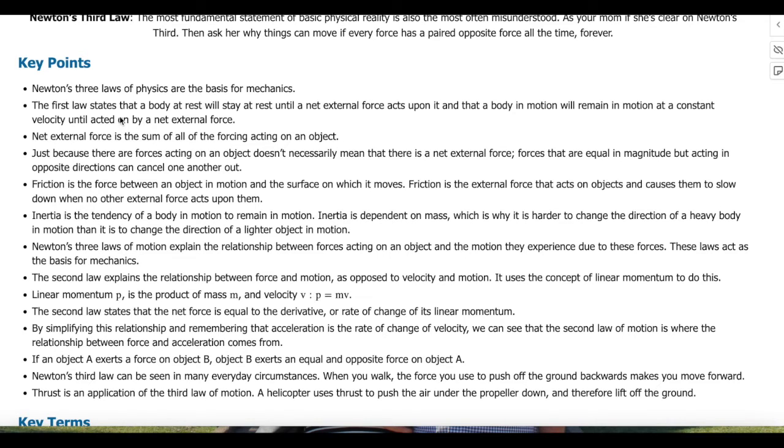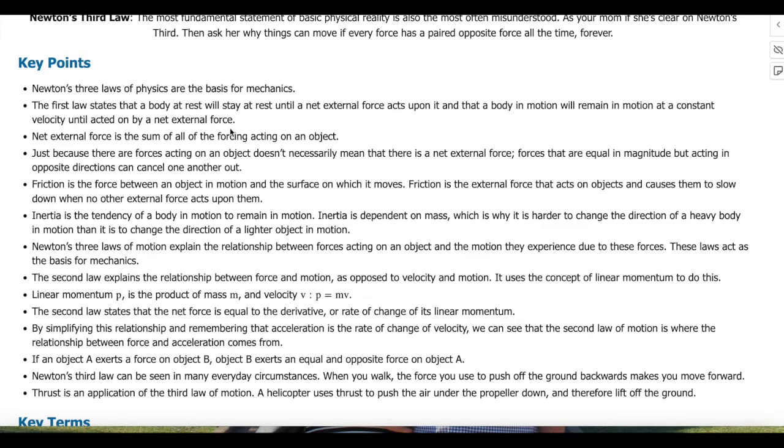The first law states that a body at rest will stay at rest. Okay, that sounds familiar. We talked about that already. Until an external force acts upon it, and that body in motion will remain in motion at a constant velocity until acted on by a net external force. How can we turn that into a question?